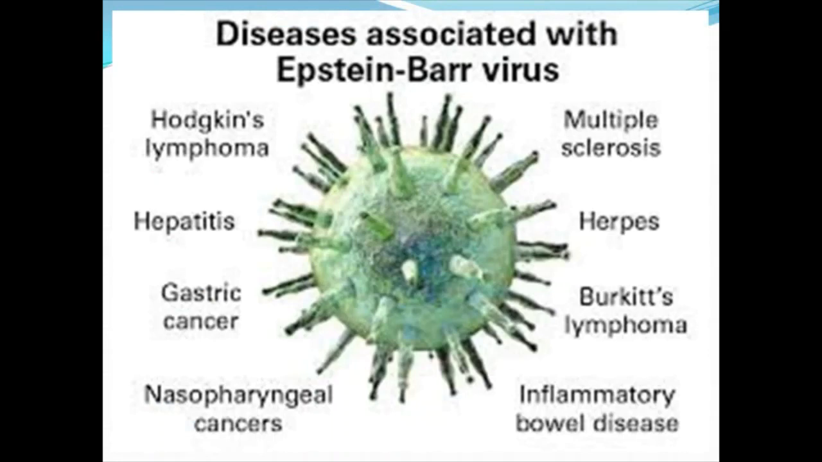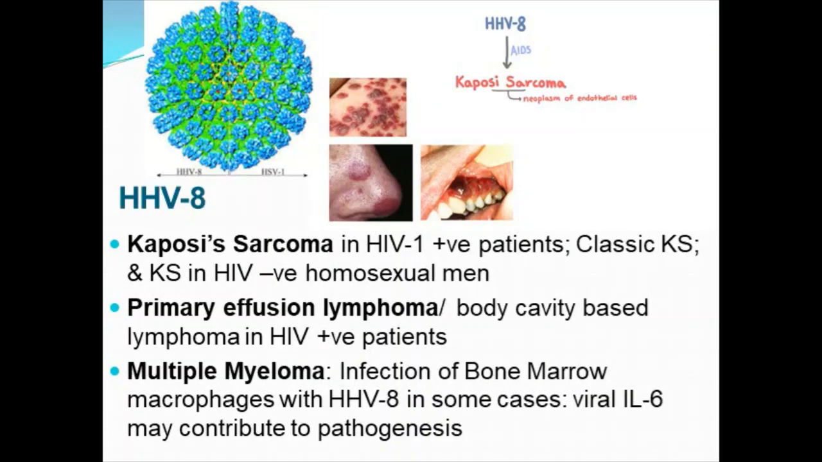So these are the diseases associated with Epstein-Barr virus, and out of these many are cancers like Hodgkin's lymphoma, gastric cancer, nasopharyngeal cancers, Burkitt's lymphoma. Now coming to the next DNA virus which may cause cancer, that is human herpes virus type 8, which causes Kaposi sarcoma, particularly in AIDS patients or immunocompromised patients.